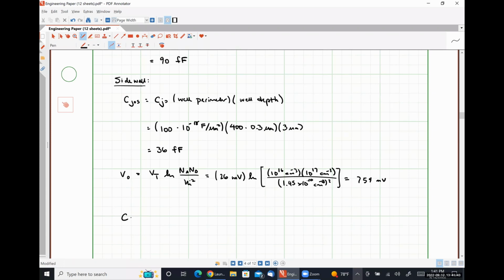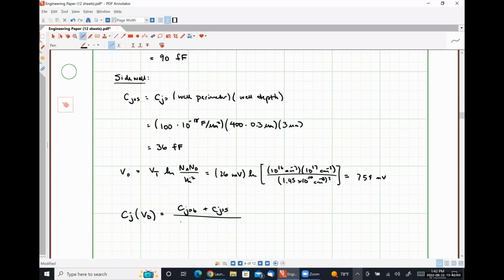From here, then, our biased junction capacitance as a function of the diode voltage VD is going to look like CJ naught B plus CJ naught S, all divided by 1 minus VD over V naught to the mth power, or 126 femtofarads over 1 minus VD over 0.759 volts to the 1/3 power. All right.